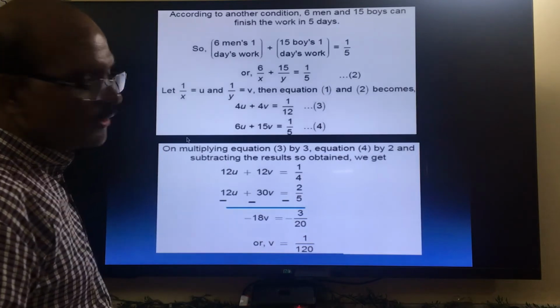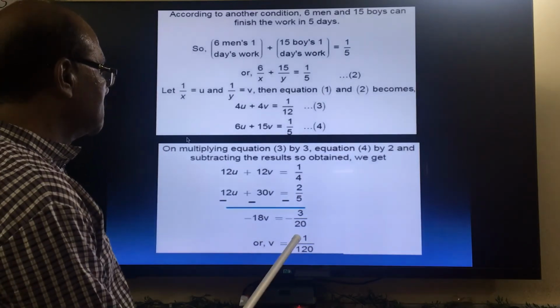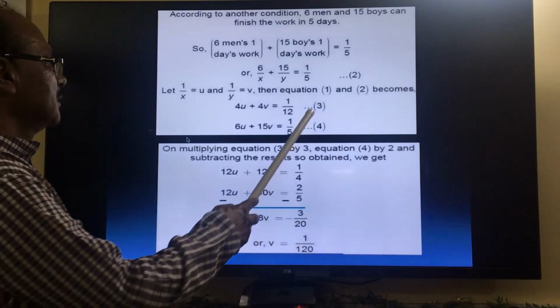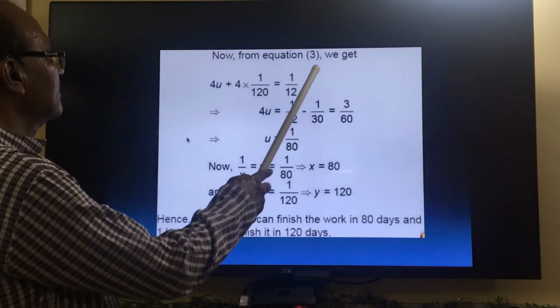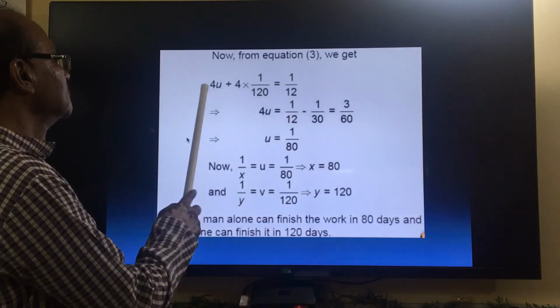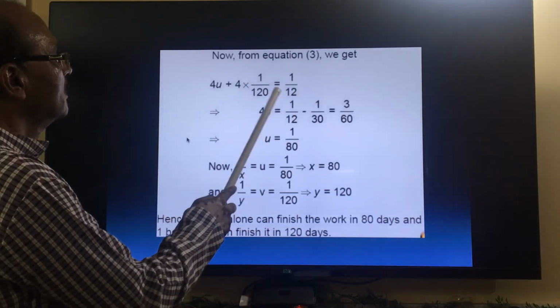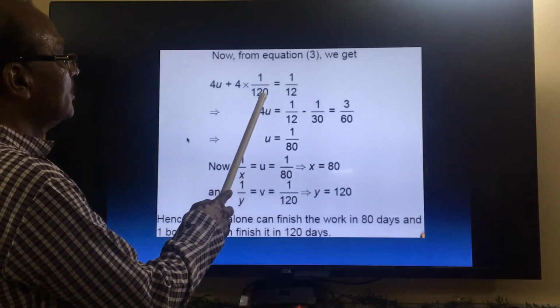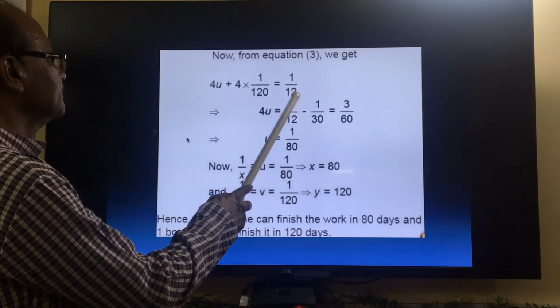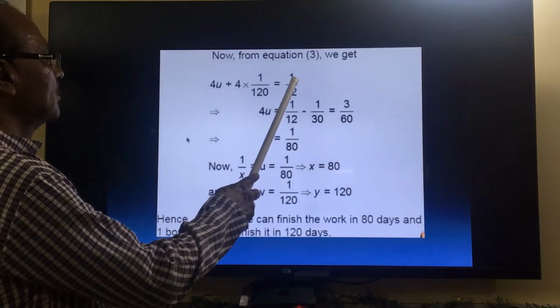So we got the value of v as 1 upon 20, and this value of v we can put in any one equation, either in the third or in the fourth. So here we are putting this value in the third equation. So 4u plus 4 into, in place of v we are putting 1 upon 20, that is 1 upon 5, equal to 1 by 12. So 4u is equal to 1 upon 12.